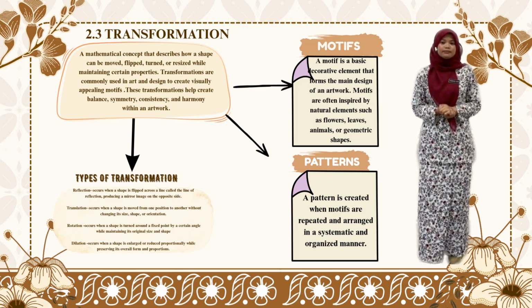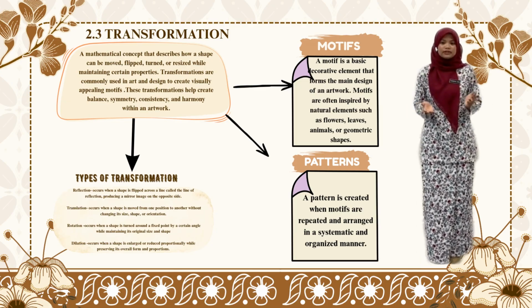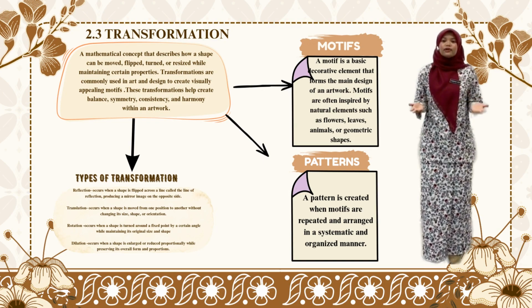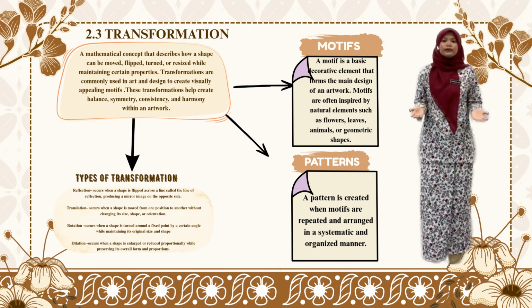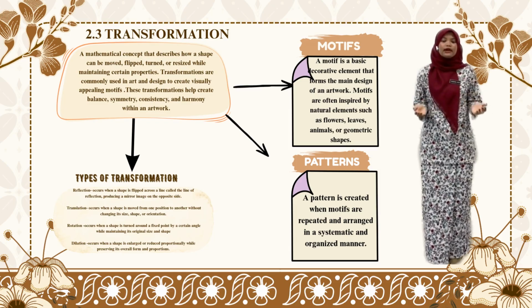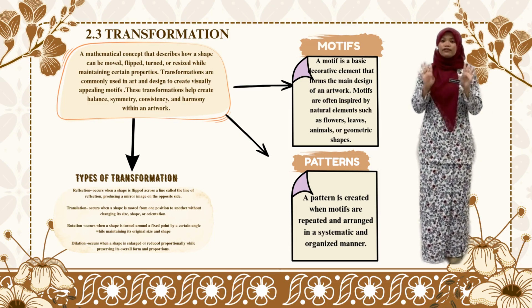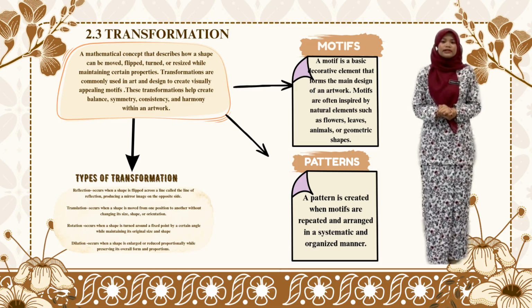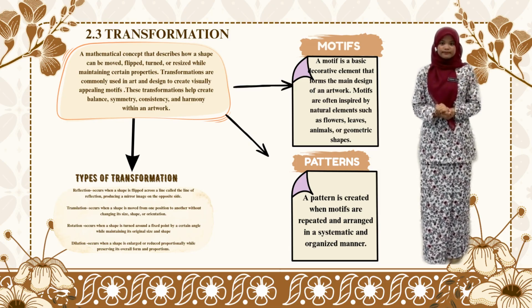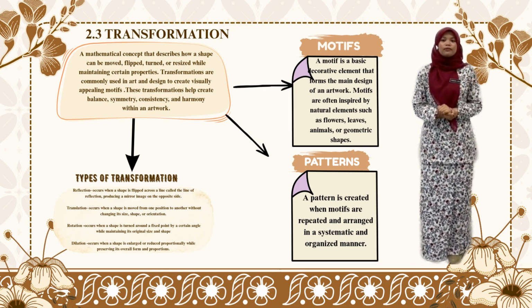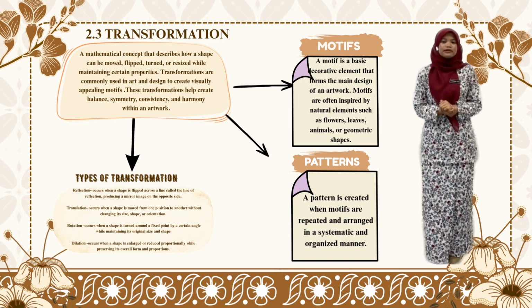Next, I will explain the concept of transformations. Transformations refers to the movement or change of a shape while maintaining certain properties. There are four main types of transformations in mathematics. The first is reflection. Reflection occurs when a shape is flipped across a line called the line of reflection, creating a mirror image on the opposite side.